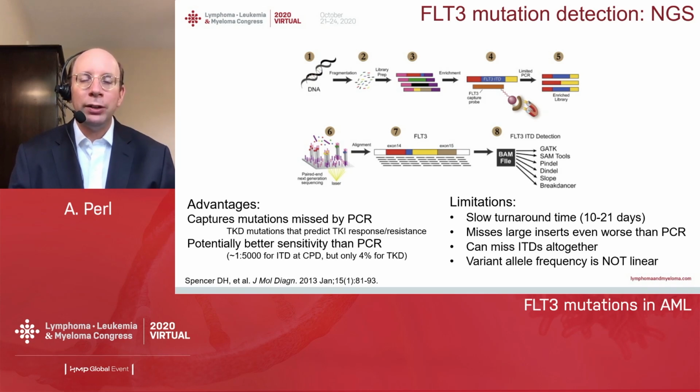Again, it's helpful when all you see is mutation and there's no wild type, but it's not very useful when there's a low allele burden for two reasons. One is you could miss the sequence that's mutated and it's just not picked up by the assay, and or it's just not quantified in a linear fashion. So I do not recommend using next generation sequencing to look at an allele burden to make a transplant decision.